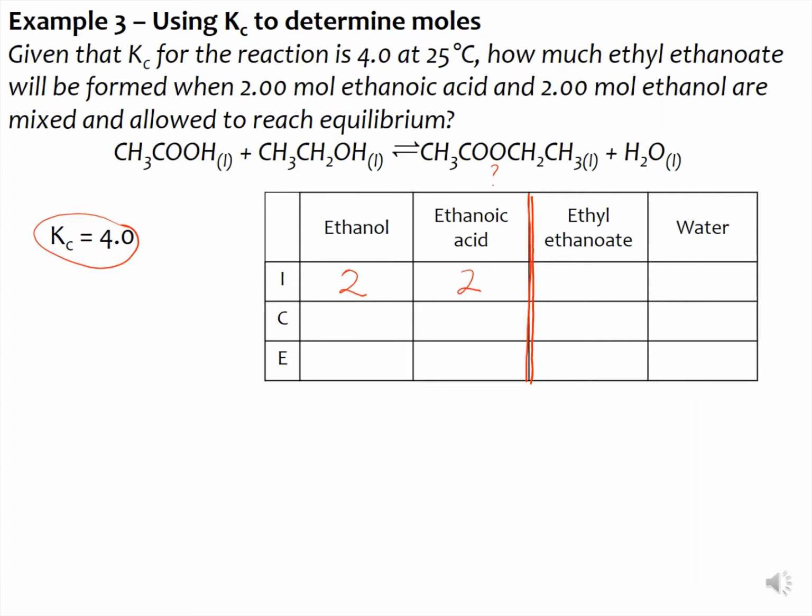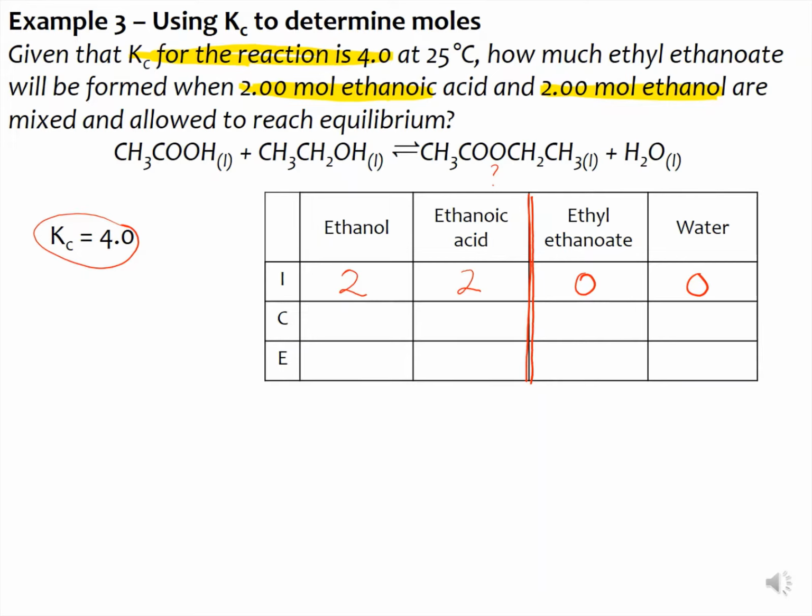Well, that's all of the information that we have. We've got Kc for the reaction is 4, which we've already written down. 25 degrees C doesn't mean anything unless you have a change of temperature. We've got 2 moles of ethanoic acid, which we've put in the table, and we have 2 moles of ethanol. So that's all of the information that we're given in the question. Can we fill anything else in on the table? Well, we know that our products are going to be 0, unless told otherwise, initially. And that's all that we've been given. So how do we proceed?